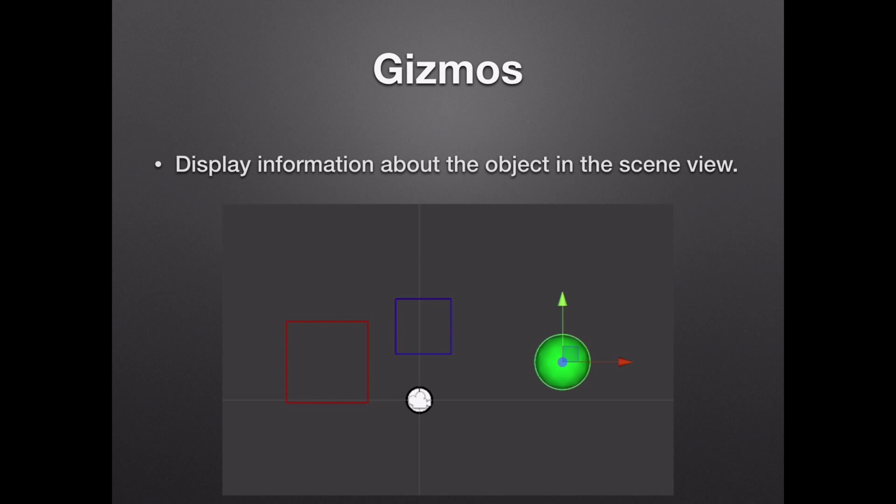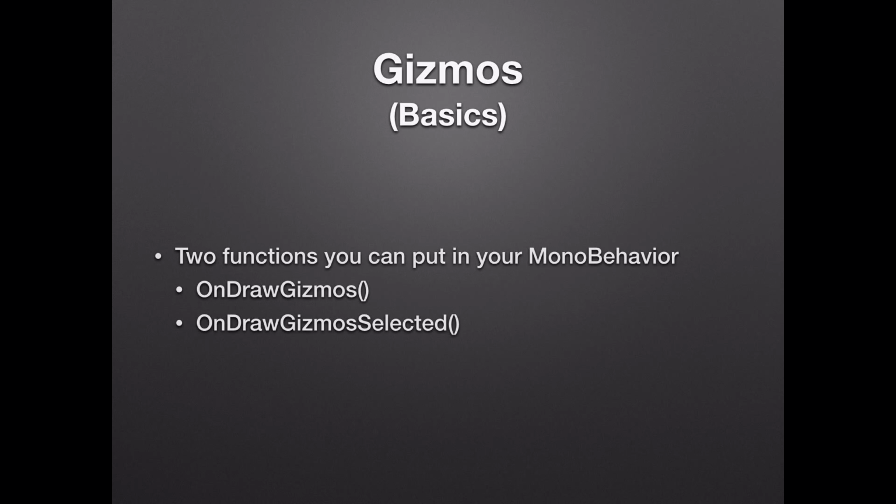So the basics of doing this, there's 2 functions you can add to your MonoBehaviour, and these work just like Update or Start or something. You're not overriding a function, you just put in a function with this name and it gets called at the appropriate time. OnDrawGizmos and OnDrawGizmosSelected. The big difference, as you might guess, is that OnDrawGizmos is drawn all the time whenever your object is active in the scene view. OnDrawGizmosSelected is called only when your object is selected in the scene view, or in the hierarchy.